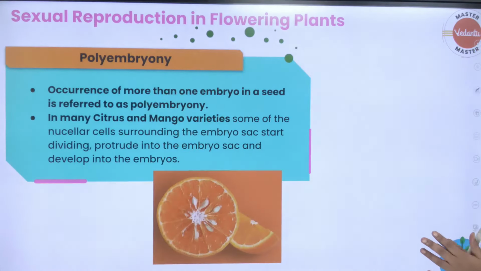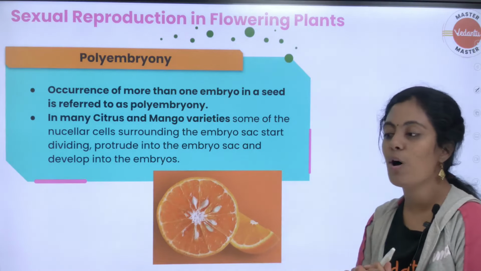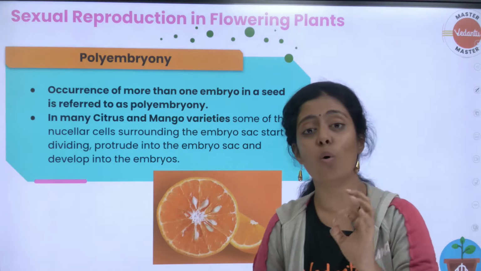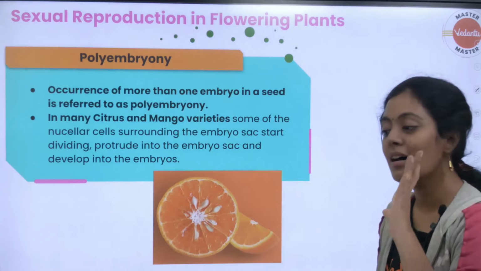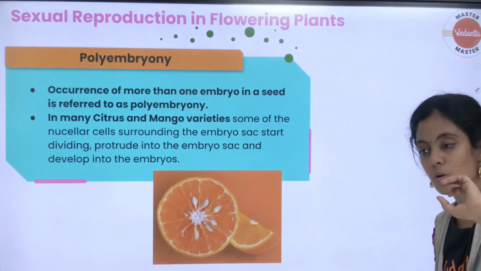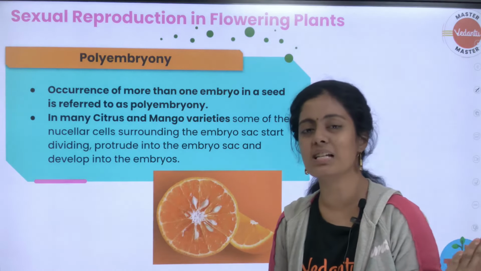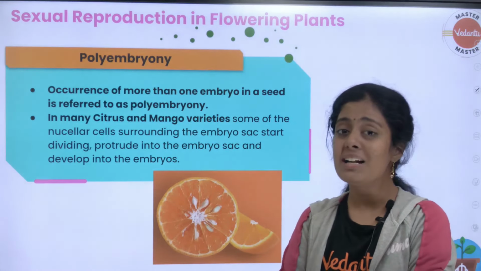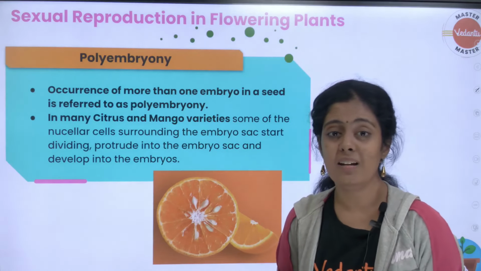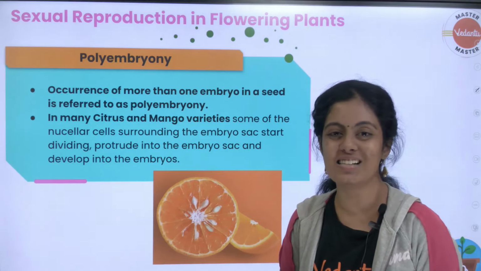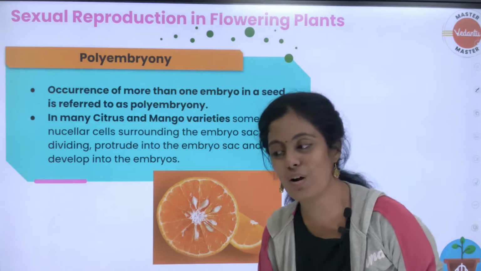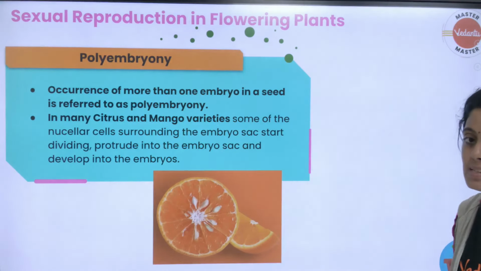Okay, next, polyembryony. What is polyembryony? Occurrence of more than one embryo in a seed is called polyembryony. Very easy. Orange, lemon, all the citrus fruits, they all have multiple embryos. Watermelon, papaya, they all have multiple seeds, correct? So that is what we call polyembryony, kids.